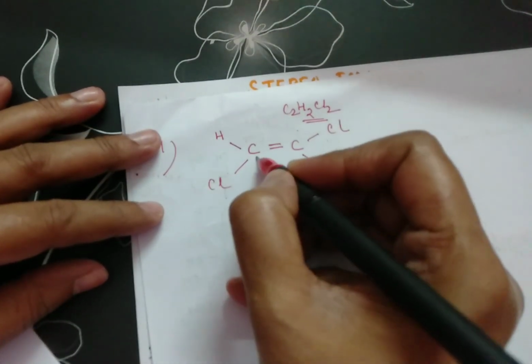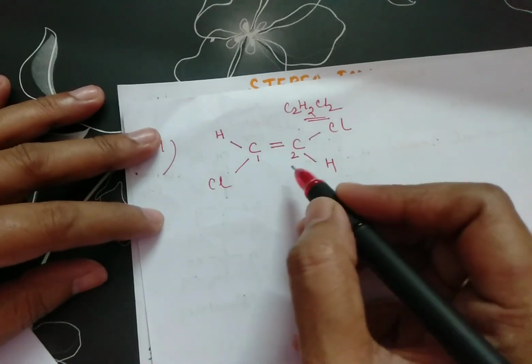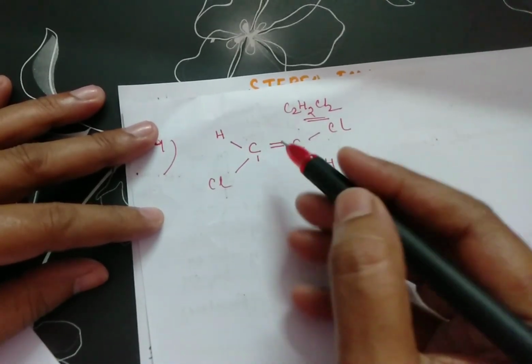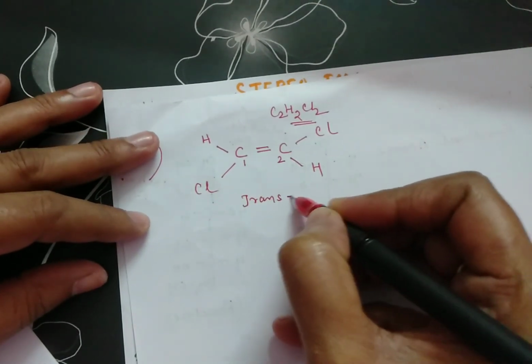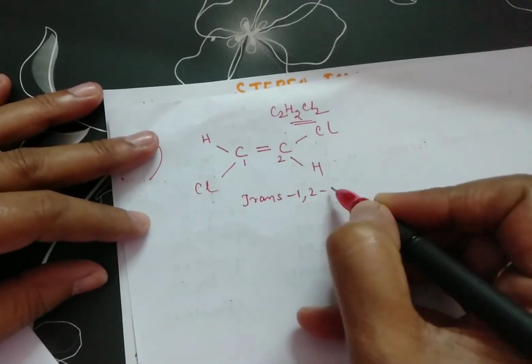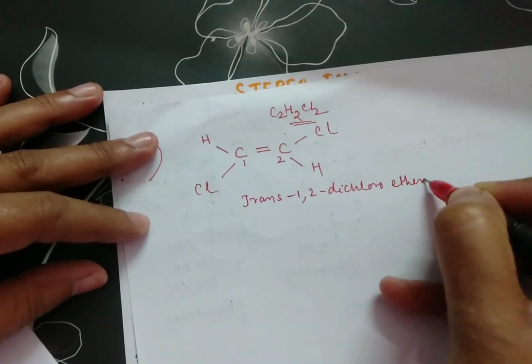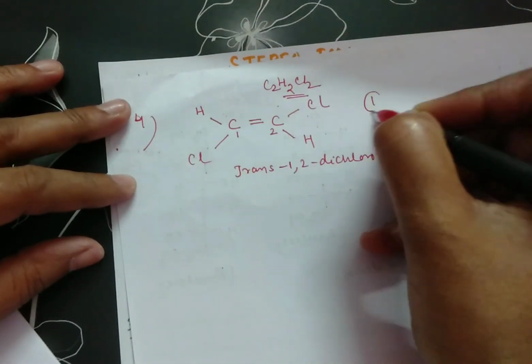Okay, so what is the name of the compound? This is 1,2-dichloroethene, but which form is it? Geometrical isomer, the two same groups are diagonal to each other, so it is your trans 1,2-dichloroethene. Okay, so this is one compound. This is your number 1 compound.